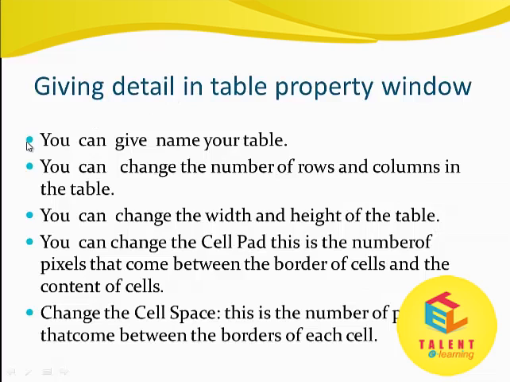You can give a name to your table. You can change the number of rows and columns in the table. You can change the width and height of the table. You can change the cell pad. This is the number of pixels that come between the border of cells and the content of cells. Change the cell space. This is the number of pixels that come between the borders of each cell.